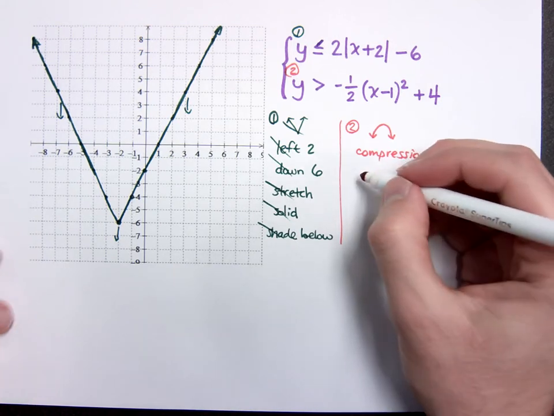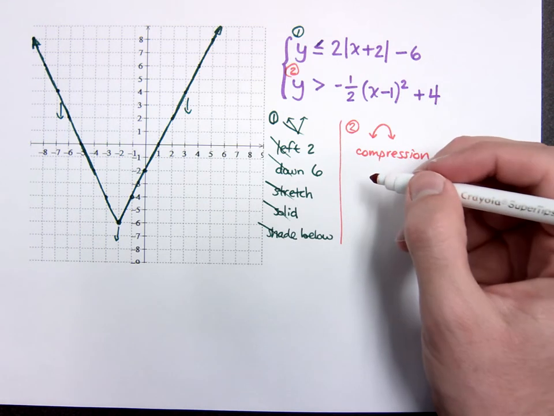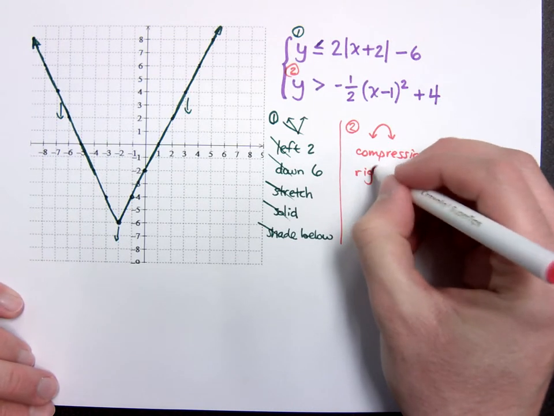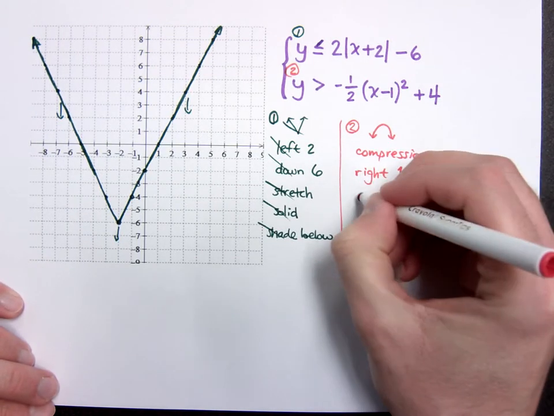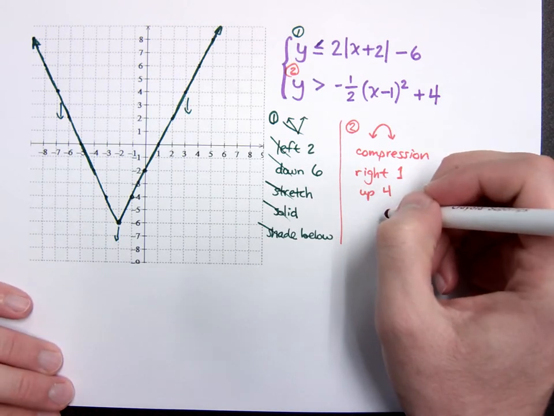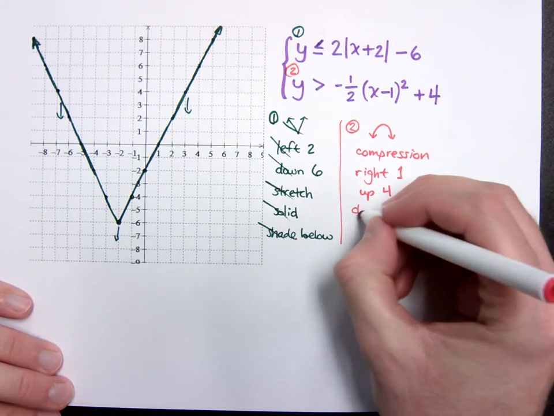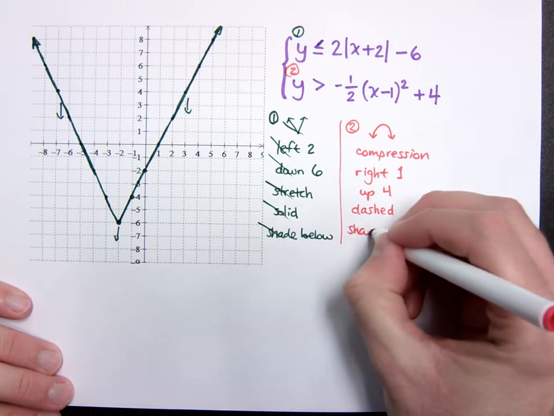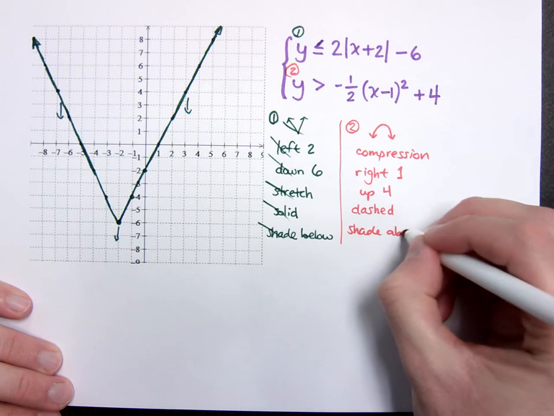Before we get to the inequality aspects of that, let's finish talking about the shape and the position of the graph. It should be to the right 1 unit and then up 4. Now to the inequality part. You said it's going to be dashed. And we're going to shade where? We're going to shade above.